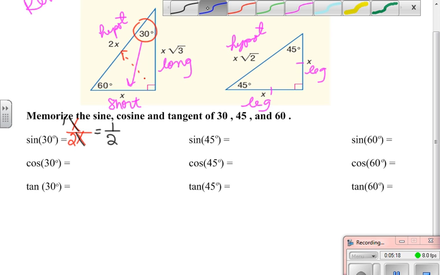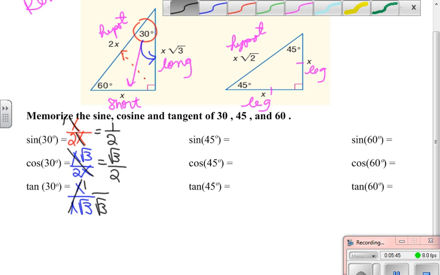I can go through cosine of 30, which is going to be adjacent over hypotenuse, x square root of 3 over 2x. Cancel those x's, square root of 3 over 2. Tangent of 30 is opposite over adjacent, x over x square root of 3. Cancel those x's, can't leave the square root of 3 in the denominator, and I have the square root of 3 over 3. Those are values you should memorize.